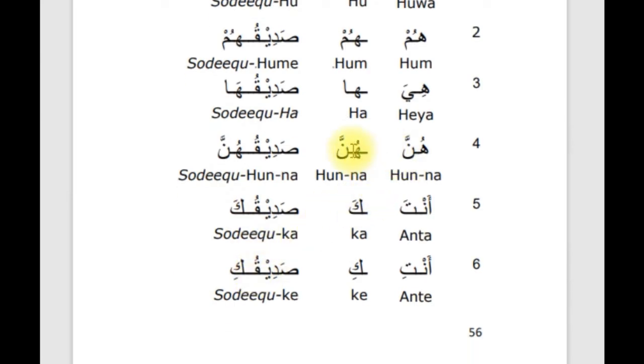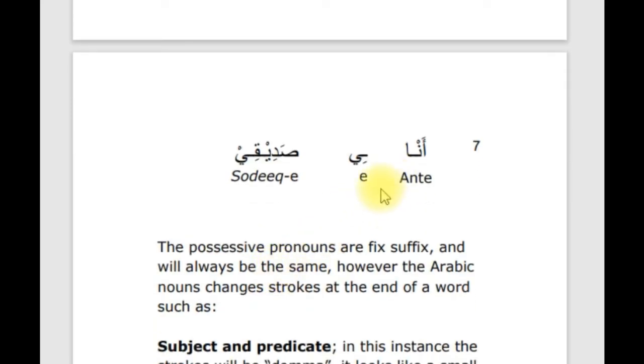Hunna, Sadiquhunna, their dear friend. That means it's a female friend. Anta, I use the ka. Sadiquka, same word Sadiq, I just add ka. It becomes your friend. Anti, I need to use the ki. It becomes Sadiquki. Ana, I need to use the ya here, and in front of it must have a kasra, a stroke below. Sadiqi.